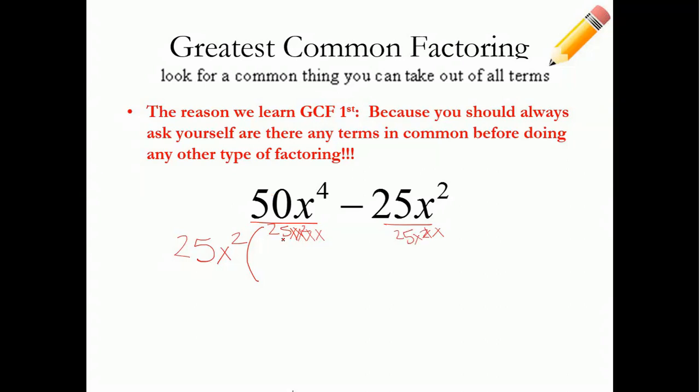Okay, 50 divided by 25, well, that's just 2. Now I have 2 x's down here, 4 x's up there. So I'll be left with just 2 x's on the top. And then 25 divided by 25 is 1. My x's, I had 2 x's on the bottom, 2 x's on the top. They're going to cancel away. So I'm left with 2x squared minus 1.